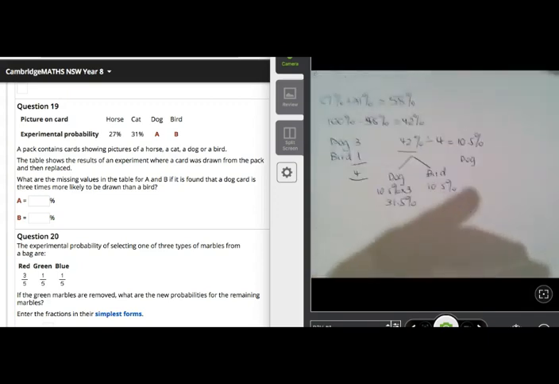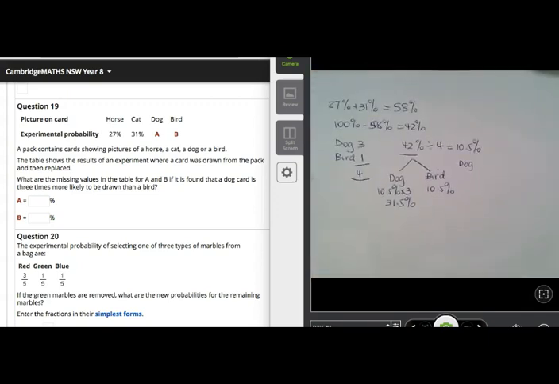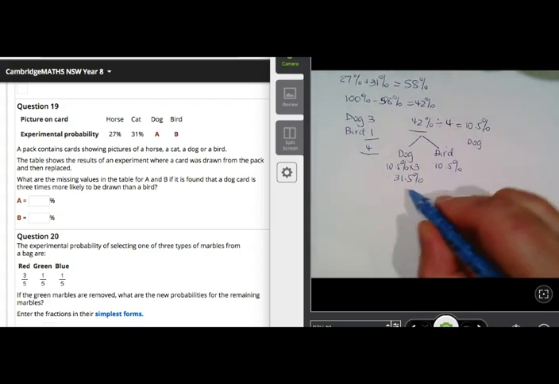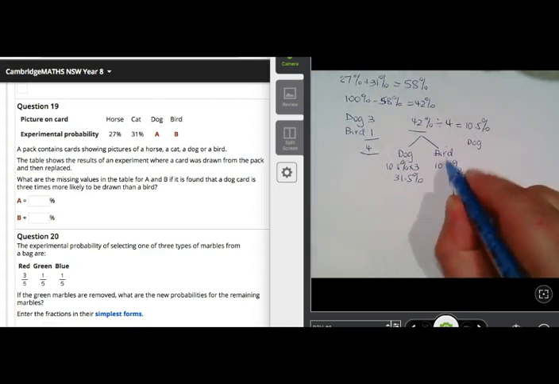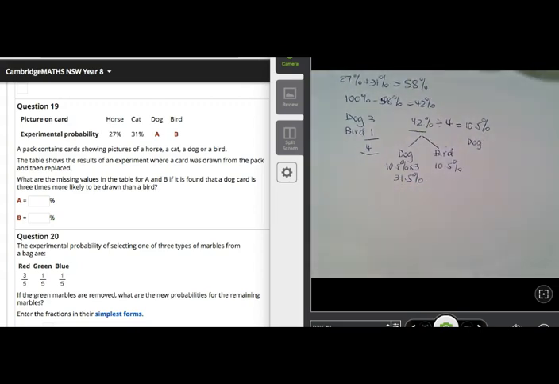Now let's just check that. If we add 31.5 to 10.5, if we add those two together, we get the 42%. Okay, so just have to be careful here. You do not divide the 42 up into 3 parts. It has to be divided up into 4 parts because the probability of dog is 3 times as much as the probability of getting the bird. So your answers there for A and B are 31.5% and 10.5%.